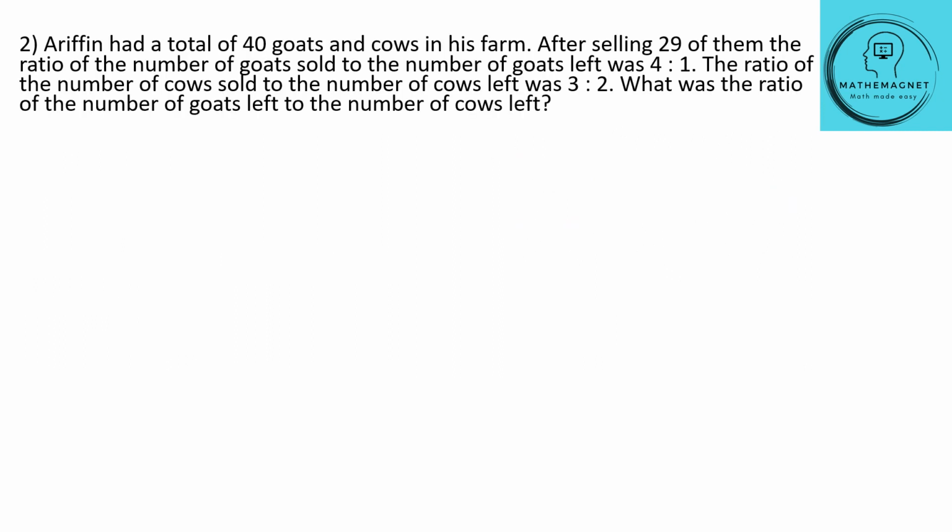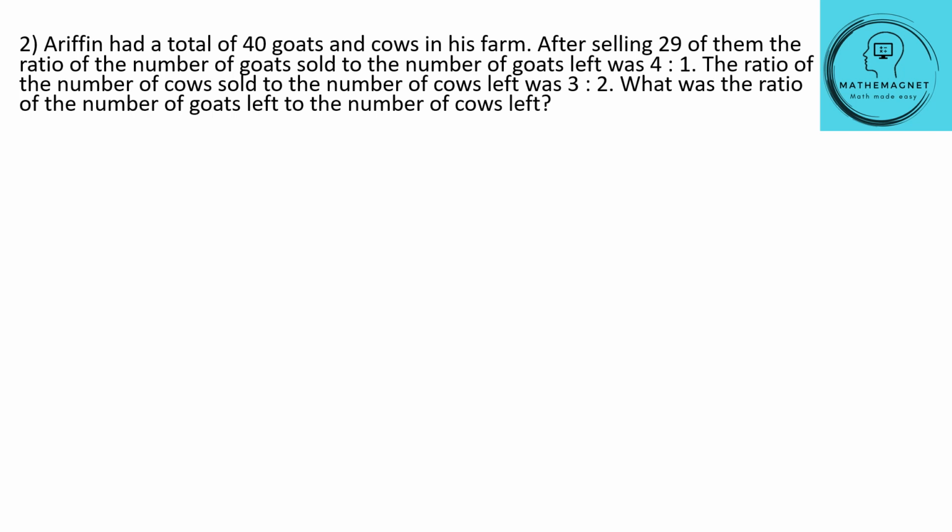Question number 2. Arifin had a total of 40 goats and cows in his farm. After selling 29 of them, the ratio of the number of goats sold to the number of goats left was 4:1. The ratio of the number of cows sold to the number of cows left was 3:2. What was the ratio of the number of goats left to the number of cows left?